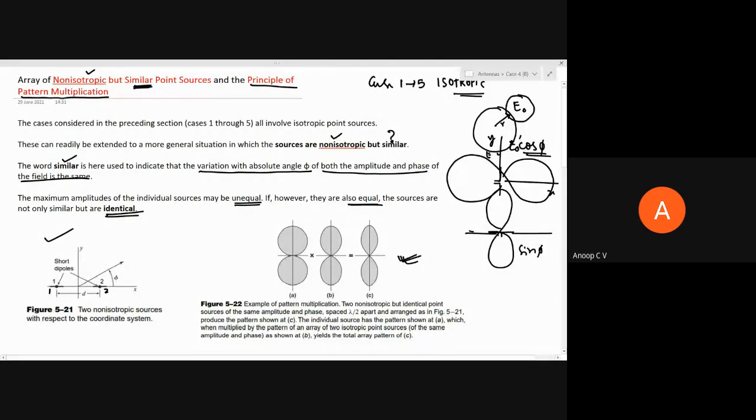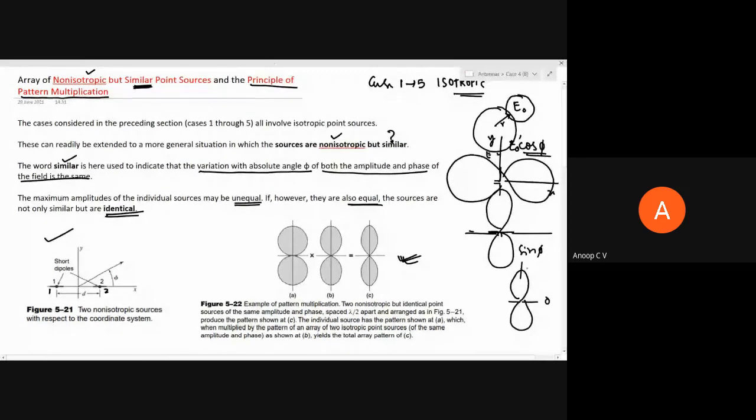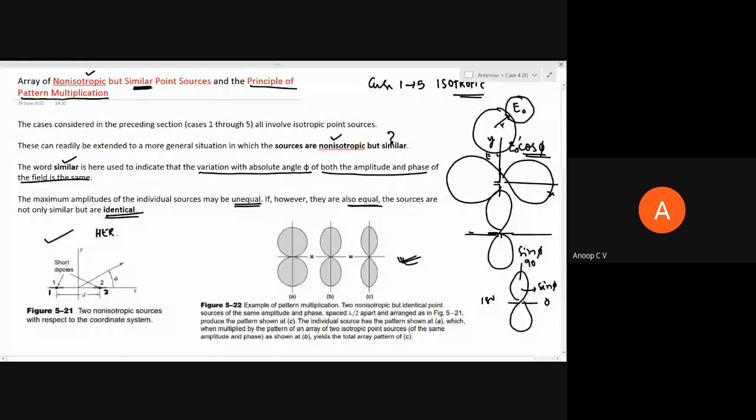But before that, we should do some math. So again, you can see I have considered two short dipoles, kept like this. If a dipole is kept like this, its pattern maximum will be like this. So this is phi equal to 0, this is phi equal to 90 degrees, 180 degrees. So I can call this pattern a sine phi pattern. So I can write here E naught dash times sine phi, which means E naught is a function of phi.